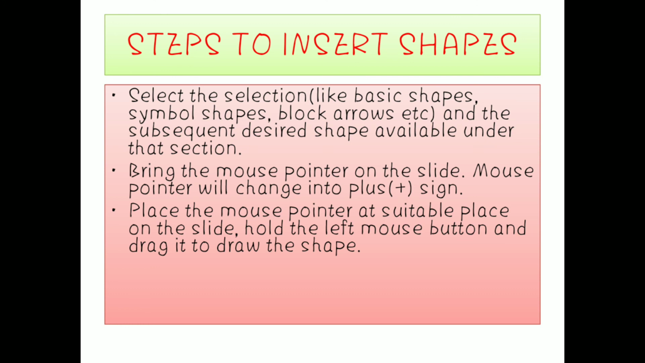So now let us see how to insert the shapes. First of all we will select which kind of shape we want to insert. That is the first step. The second step is moving the mouse pointer onto the slide. As soon as we bring the mouse pointer onto the slide after selecting the shape, the mouse pointer, which was in the shape of an arrow, will change into a plus symbol. Place that plus symbol at a suitable place where you want to draw the image, and just hold the left mouse button and drag it so that the shape will be inserted.